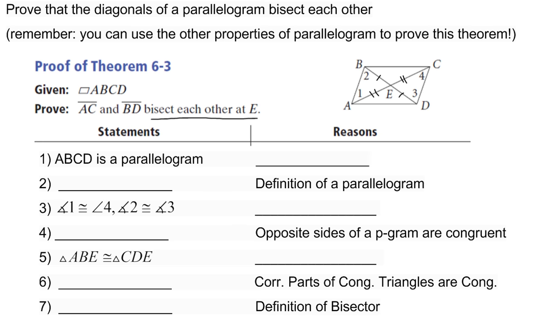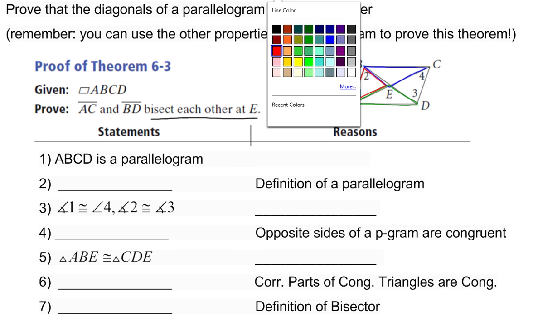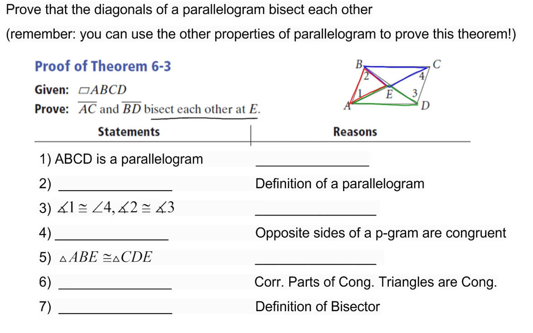How do we know that that property is true? We're going to use triangle congruence to do that. And here's how we're going to do it. We have 2 options. We can either try to prove that triangle BCE is congruent to triangle DAE, or we can try to prove that triangle ABE is congruent to, and let's use another color, triangle DCE.